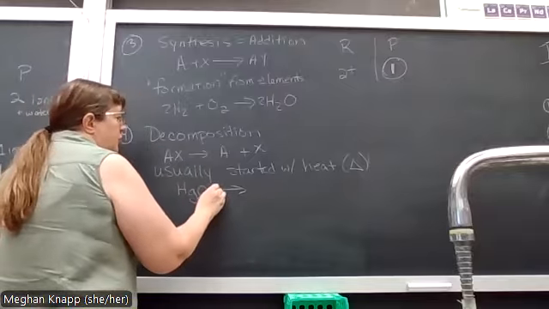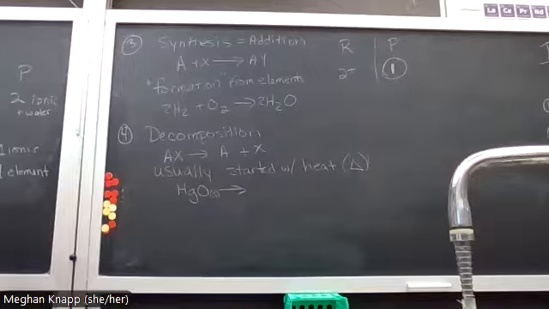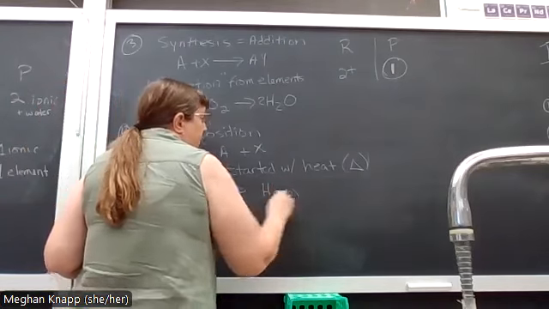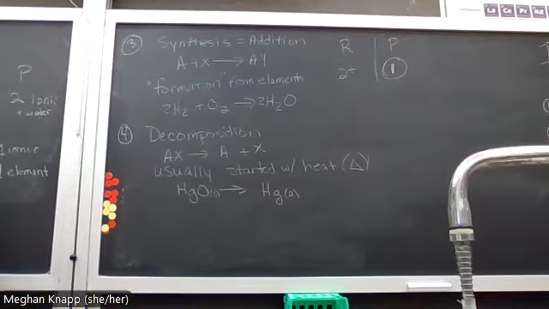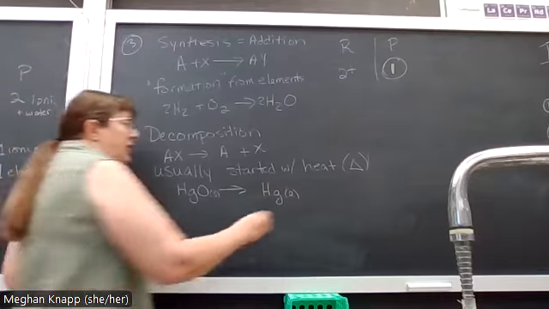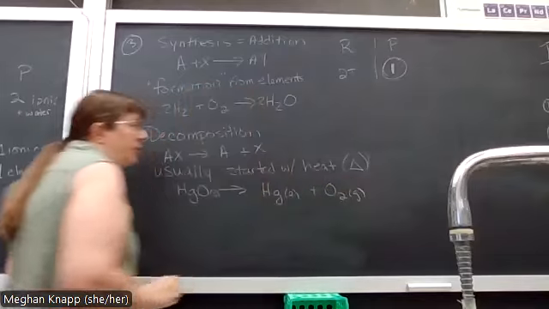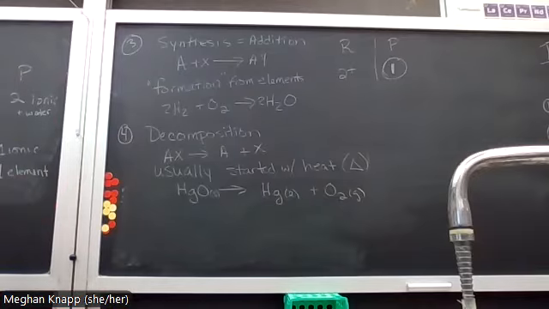So I've got mercury oxide. This is kind of a reddish compound. If I heat it up, I'm going to get mercury liquid, not because it's hot, but because mercury is liquid at room temperature, and it's silvery, and I'll get oxygen gas. Okay, so the key with these is there's only 1 reactant.